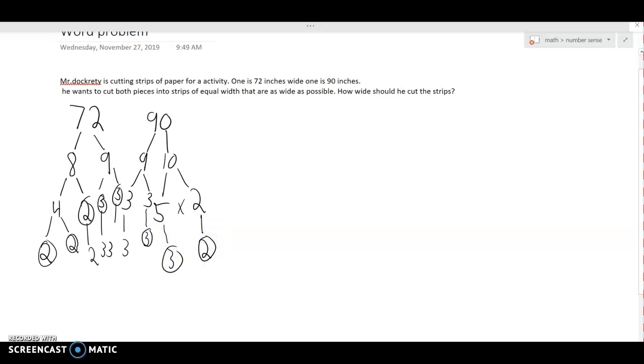And then, so we have 3 3's in this factor tree for 90, and we have 2 in this one. But these 2 are coming from the 9, and these 2 are also coming from the 9 factor tree. So 9 is our GCF, our greatest common factor.